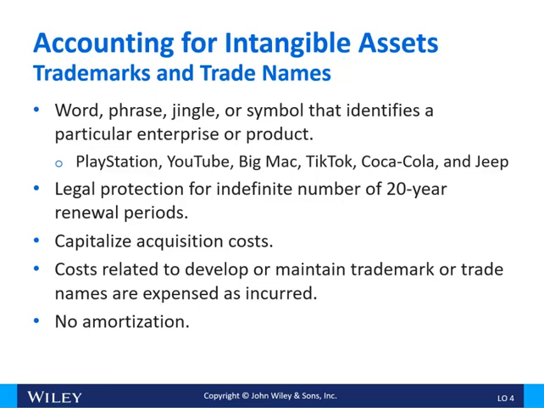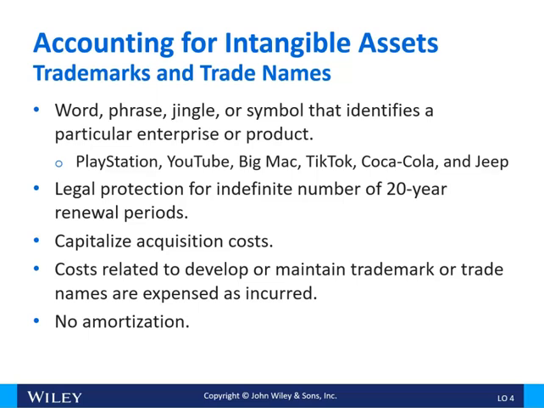There's legal protection for an indefinite number of 20-year renewal periods. So at the end of the 20 years, you can apply for a renewal. If it's granted, you get another 20 years where you have legal protection. Capitalized acquisition costs. Costs related to developing or maintaining trademarks or trade names are expensed, and there's no amortization on trademarks and trade names.